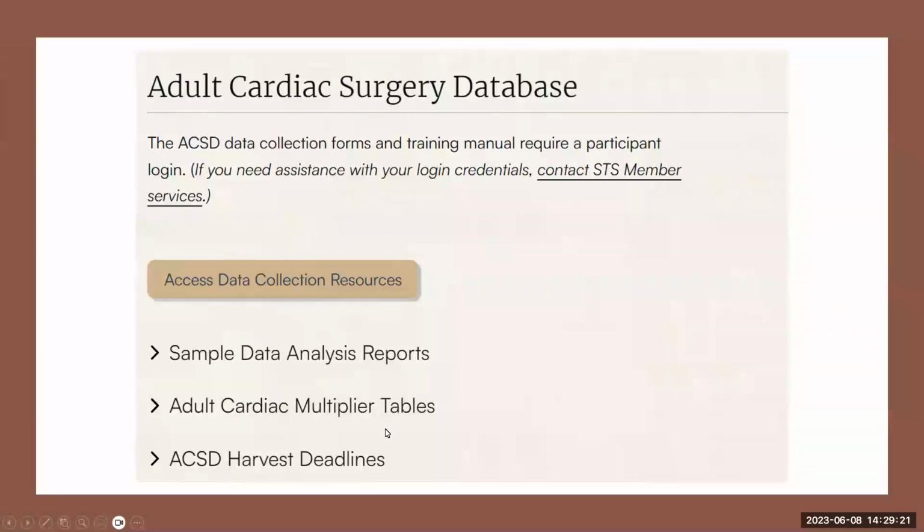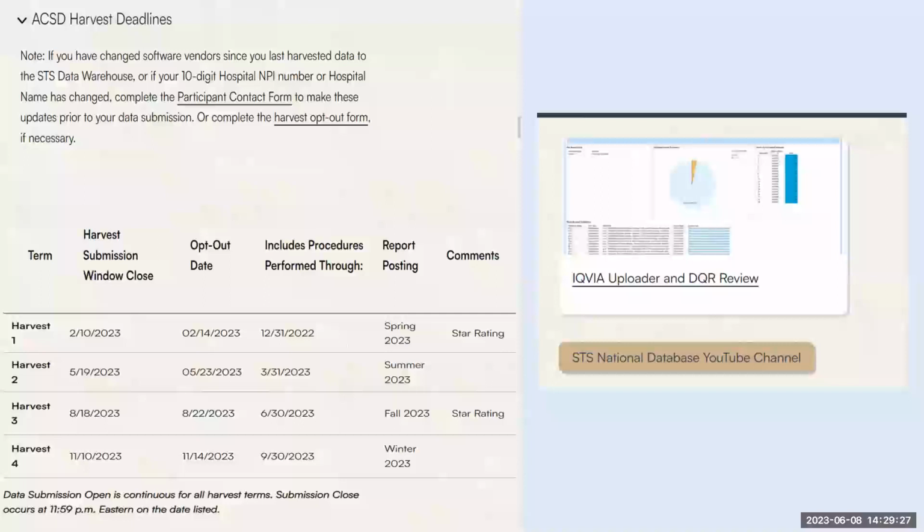So, all right. Moving on to harvest deadlines. As long as I've worked with STS, we've always called it a harvest. It's really a submission deadline for those of you who aren't used to that terminology. So when we say harvest deadline, that means submission deadline. They kind of go together.